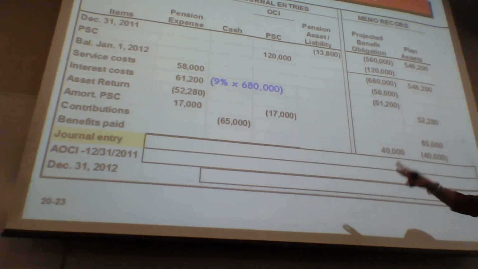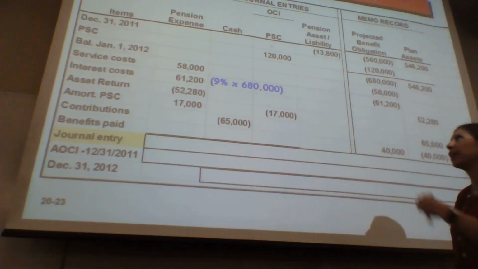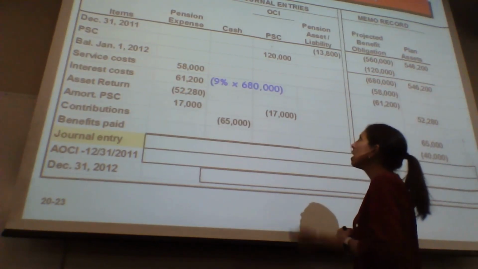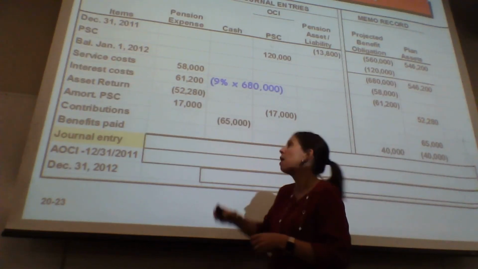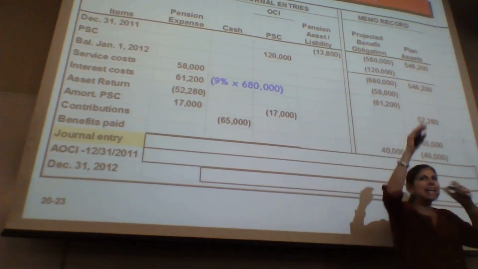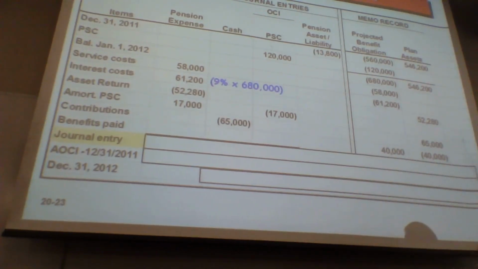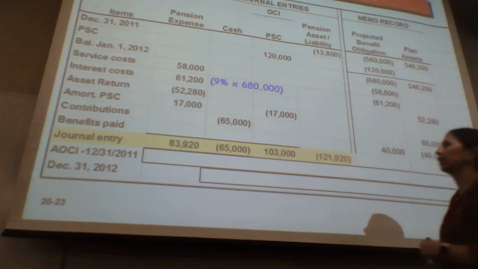Okay, so we've done the big part. We've gone through each line-by-line transaction here. Each of the components of pension expense, we had a prior service cost. We amortized that prior service cost. We made some contributions. The retirees were paid. So we see how all of those transactions play out within the worksheet. Then we total them down to get to the journal entry.